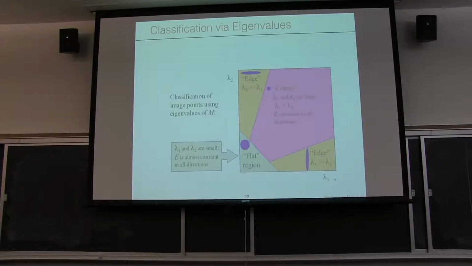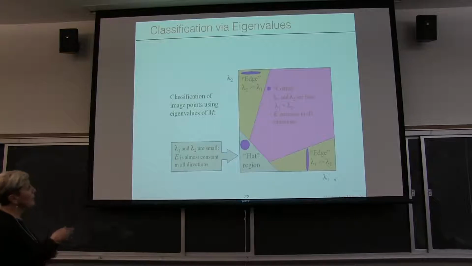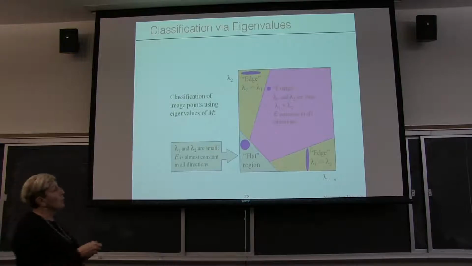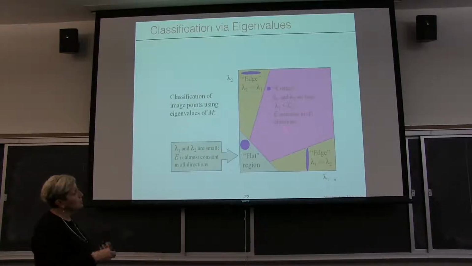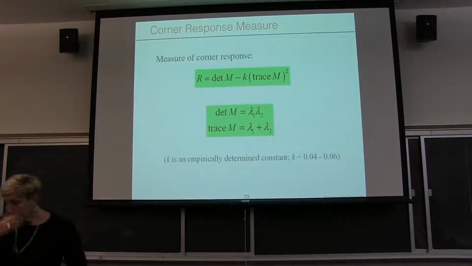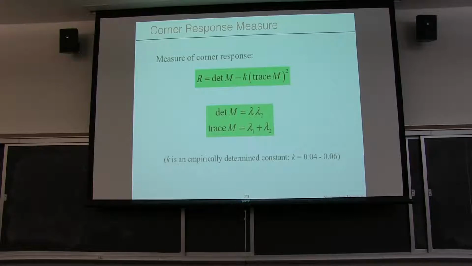Make sense? So here's a diagram again: lambda 1, lambda 2, and these are the regions on the plane that tell me whether I have a corner, an edge, an edge in the other direction, or a homogeneous region. Now, that required me to find the eigenvalues of that matrix.